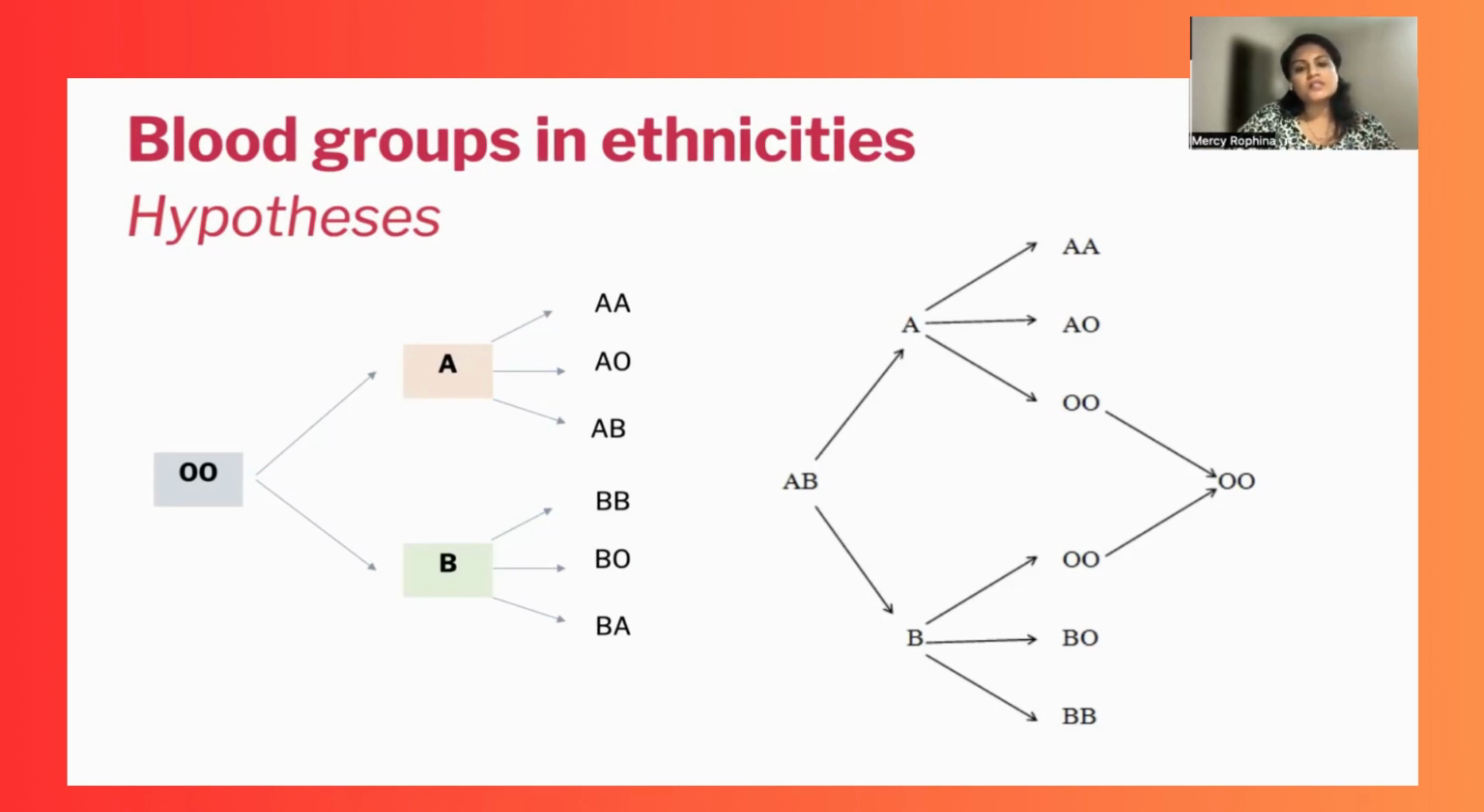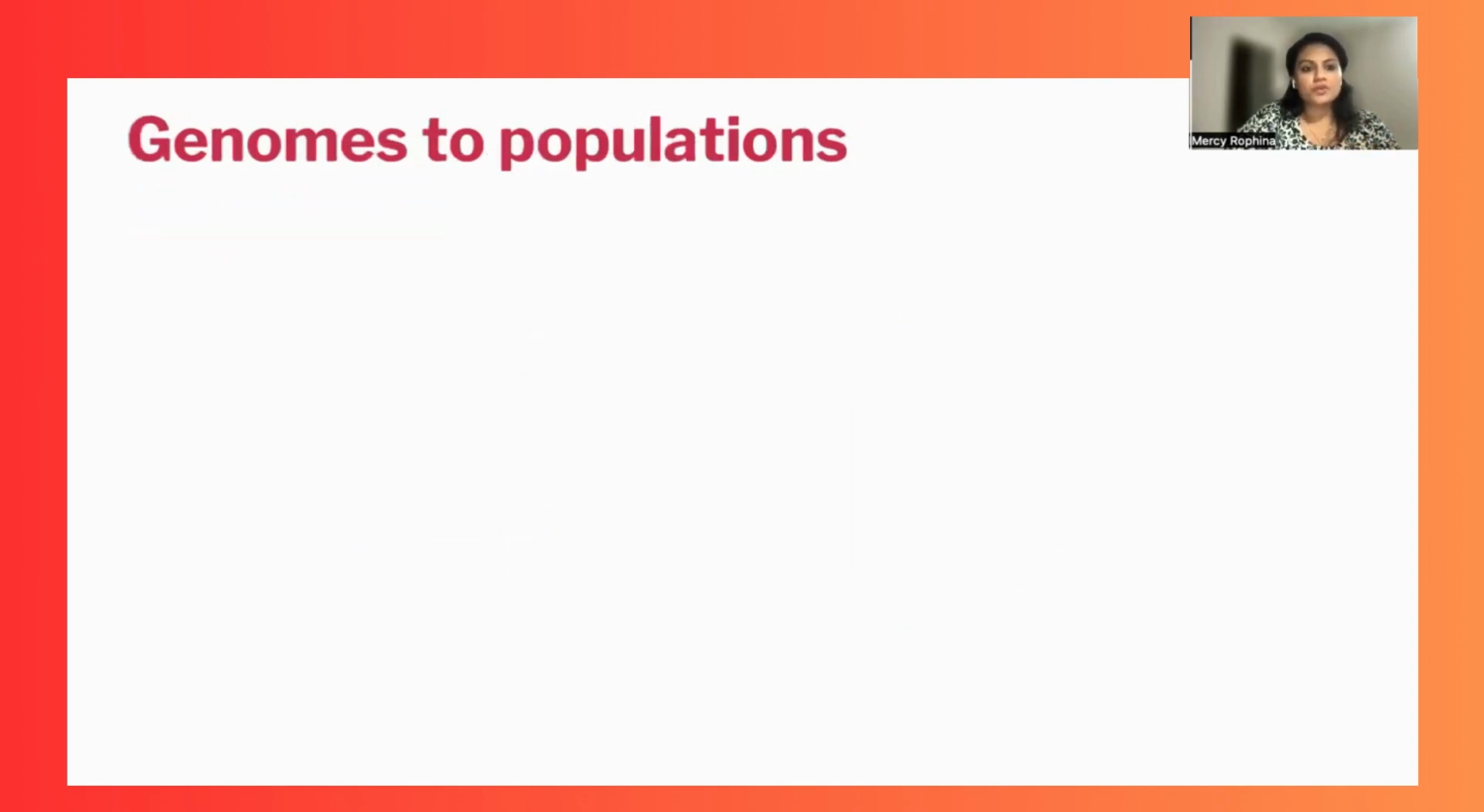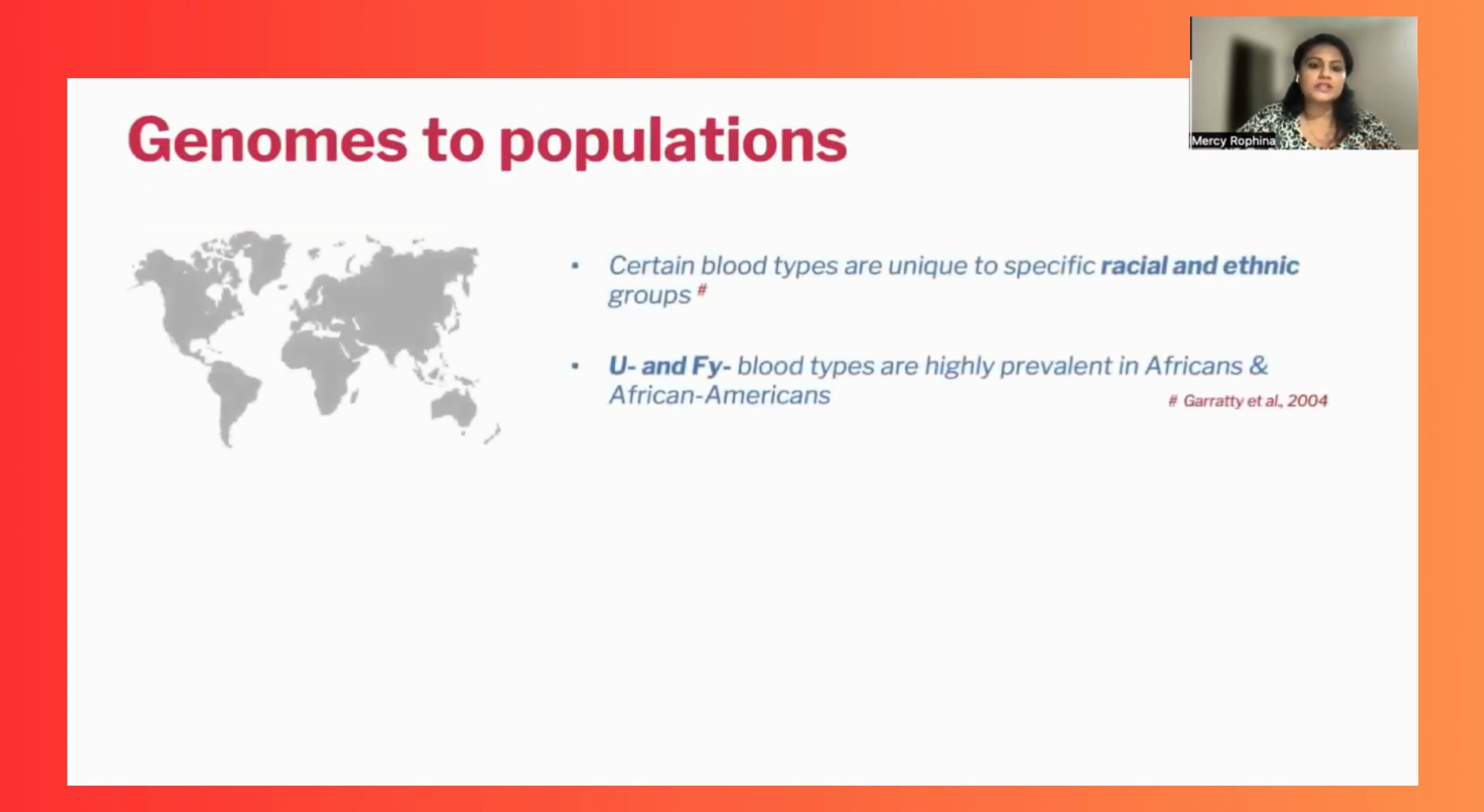There are multiple such hypotheses which have focused on this area of blood groups differing with respect to different ethnicities, and the reason behind that. This particular area still needs to be explored in greater detail. Having said that, if we talk about genomes and extrapolating the genome knowledge over a population scale, we could clearly see that certain blood types are very unique to specific racial and ethnic groups.